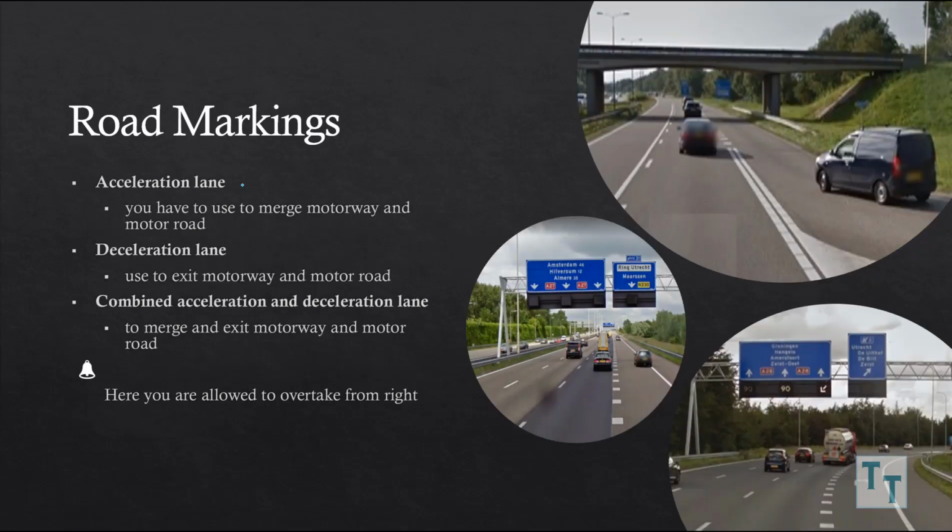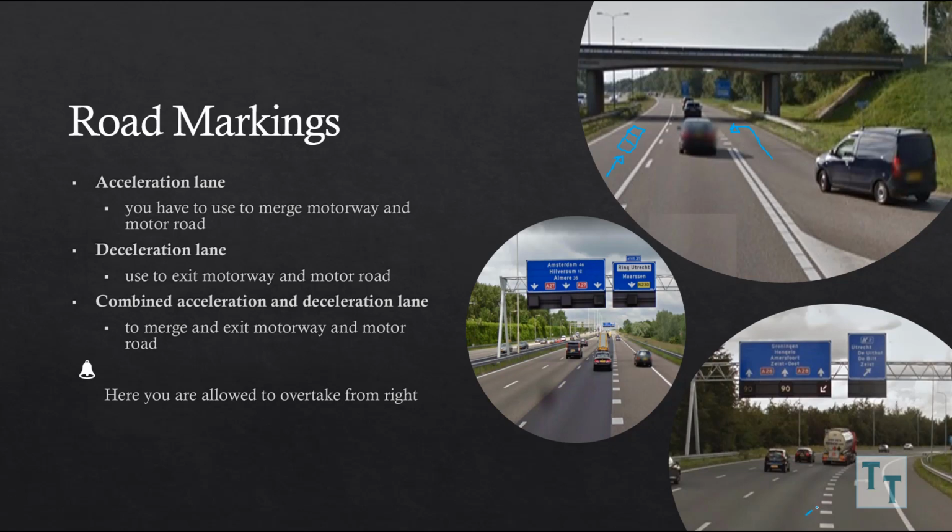Acceleration lane. You have to use the acceleration lane in order to merge onto the motorway and motor road. The acceleration lane is separated by broken lines. As you can see, close to the acceleration lane, there is a solid line placed. This is to prohibit drivers from changing lanes close to the merging point.